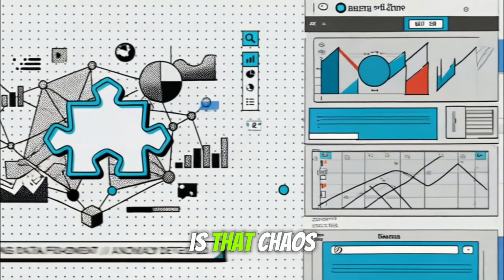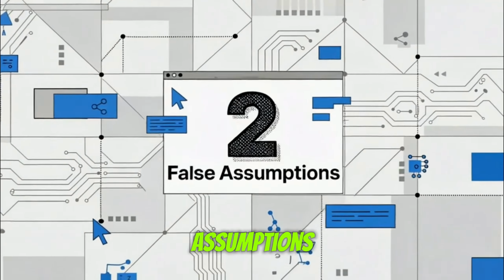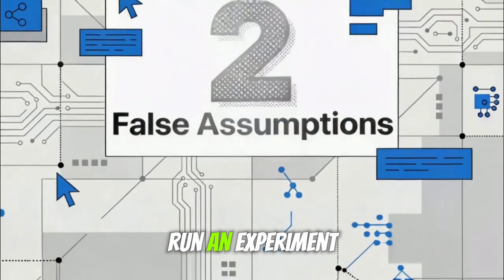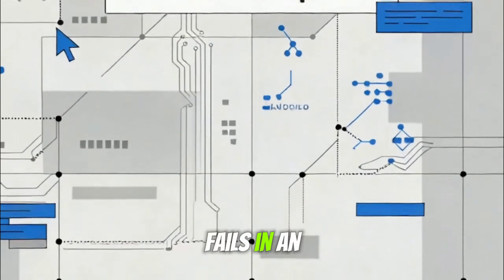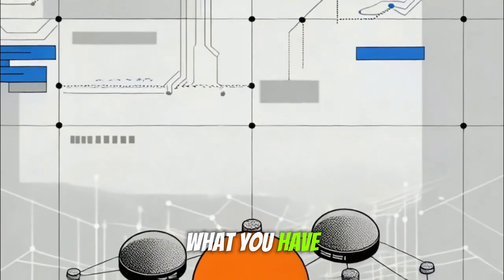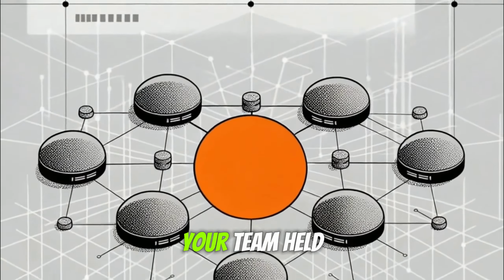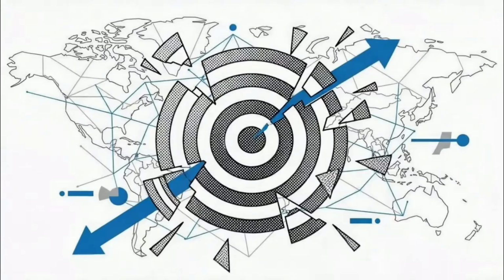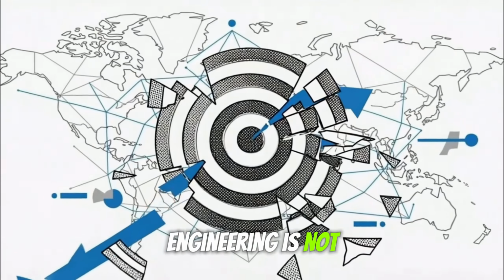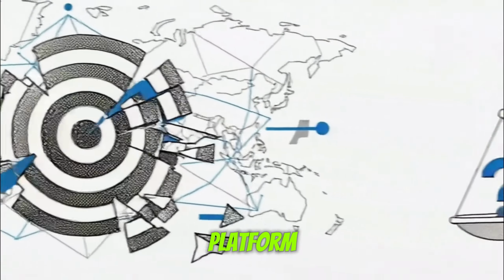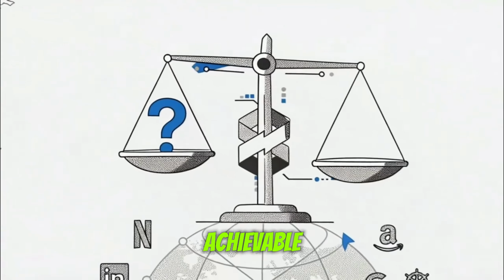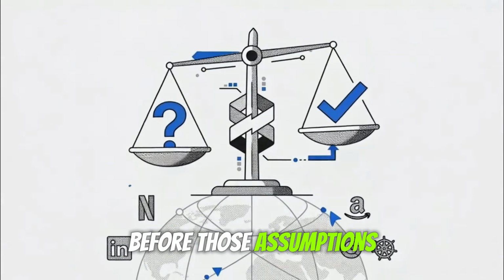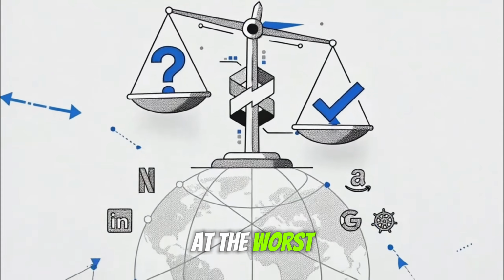The second thing is that chaos experiments reveal false assumptions, not just infrastructure failures. Every time you run an experiment and the system fails in an unexpected way, what you have really discovered is an assumption your team held about how the system works that turns out to be wrong. The goal of chaos engineering is not to eliminate all failure from your platform. That is not achievable. The goal is to replace false assumptions with verified facts before those assumptions cause production incidents at the worst possible moment.